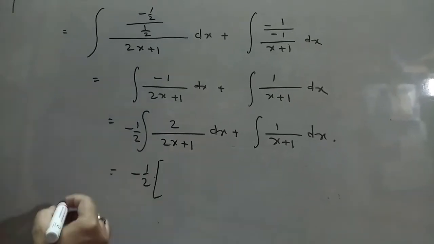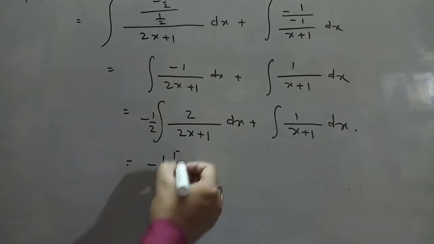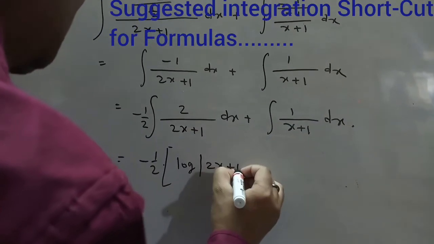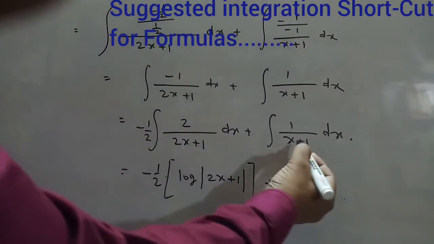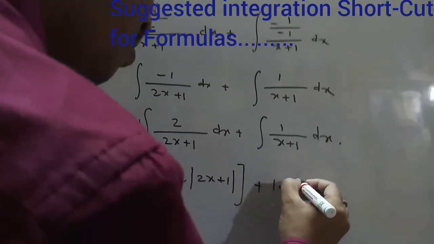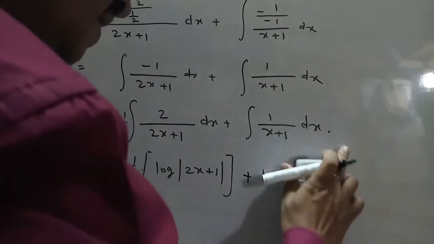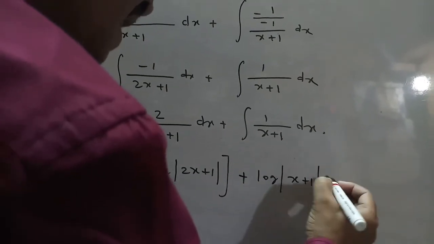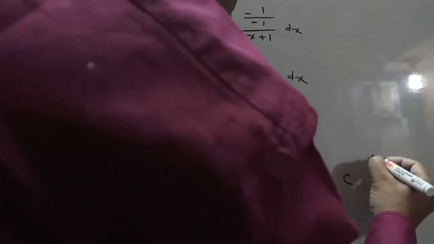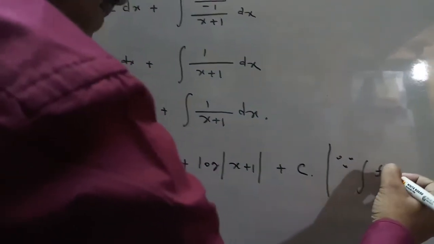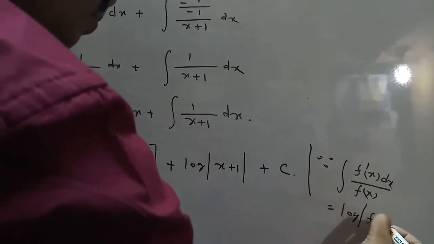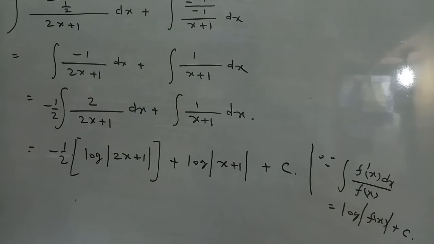Here minus half as it is, and since the derivative of the denominator is in the numerator, this value is log of mod f(x), that is here log of mod 2x plus 1, plus 1 upon x plus 1. The derivative of x plus 1 is 1 in the numerator, so this is log of mod f(x), where f(x) is x plus 1, and plus c as the integrating constant. Using the formula integral f dash x dx by f(x) equals log of mod f(x) plus c.